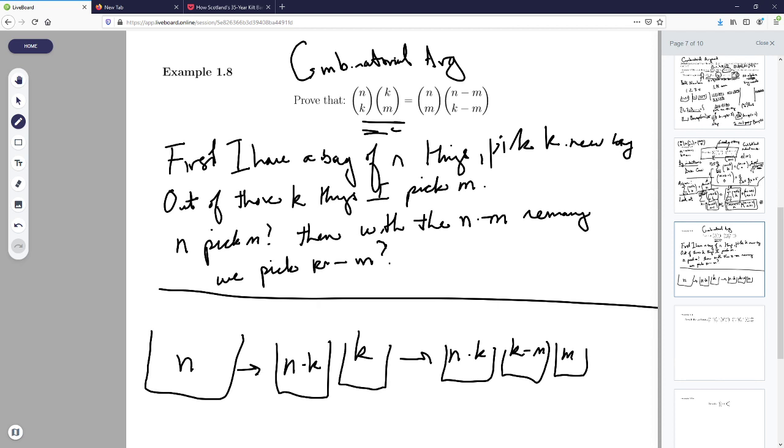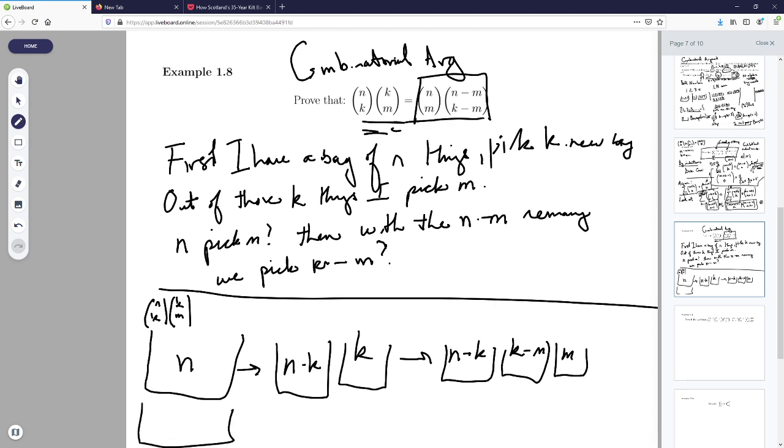So right here, I'm just showing you what n choose k times k choose m is. You start with a bag of n things, you break it up into two other bags with n minus k and k things in it. This is what's left over, and then you pick another m things out of this other bag, so this becomes that. So now let's look at what happens when we do this.